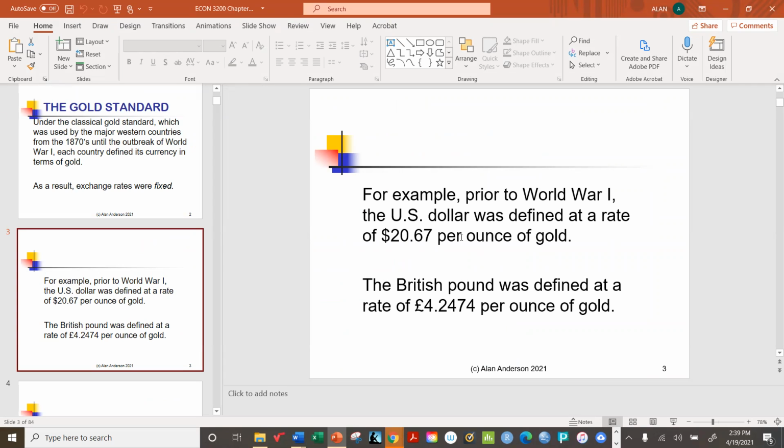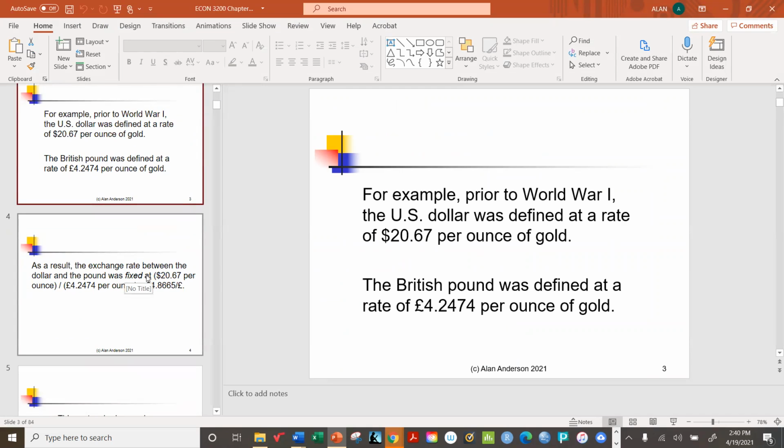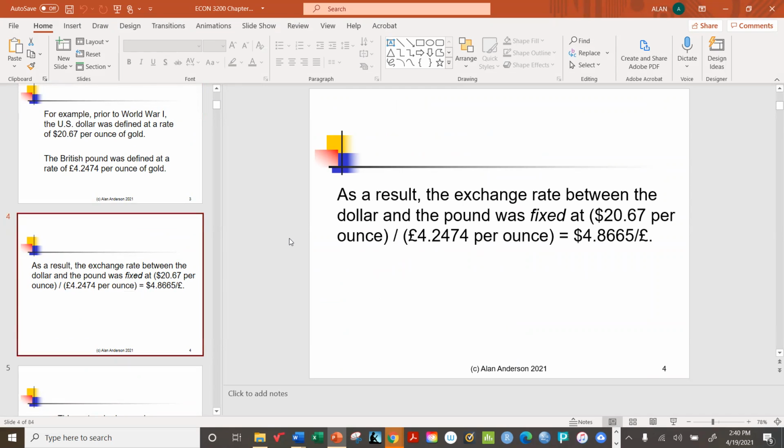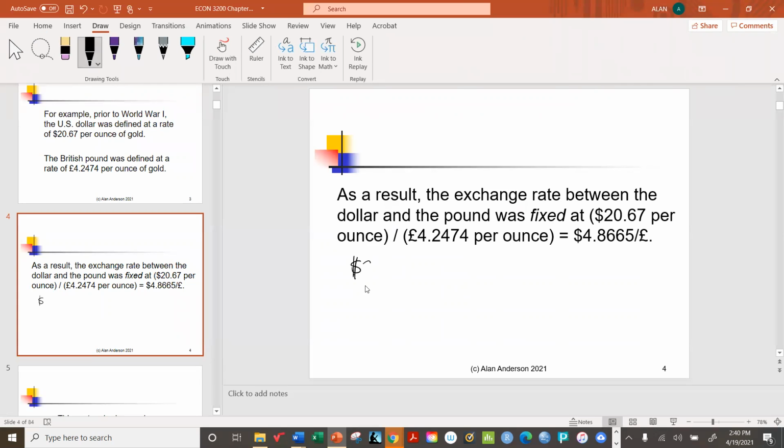Now, the British pound at the same time was defined at 4.2474 pounds per ounce of gold. So if you combine these two quotes, if you take the dollar quote and the pound quote and divide one by the other, you'll see the ounces cancel out, and we're left with approximately $4.8665 per pound. And so this is how exchange rates were determined, at least between countries that had the gold standard.